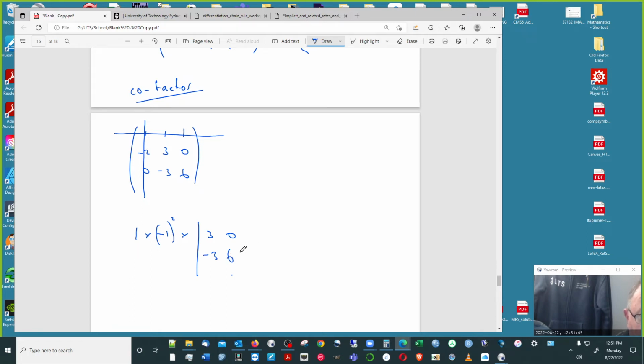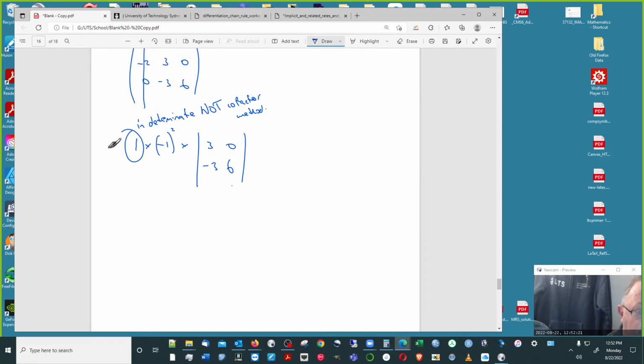Now, if you do that for the determinant, this is included in the determinant. So you still do the other bits, but you don't do the actual thing. Okay? So for our cofactor, that doesn't get included. This part does.